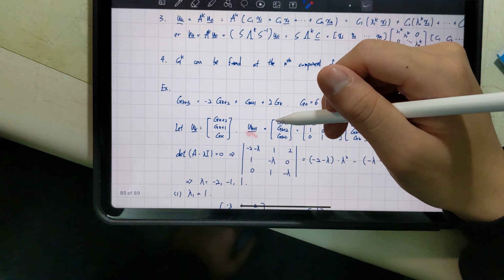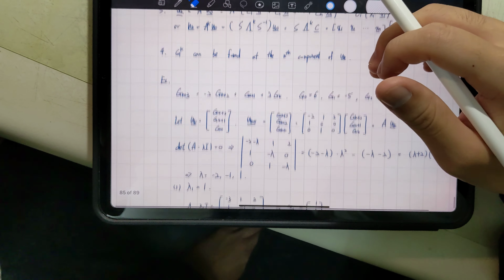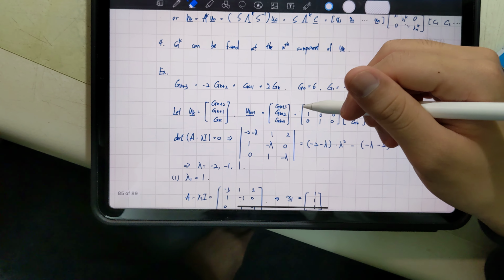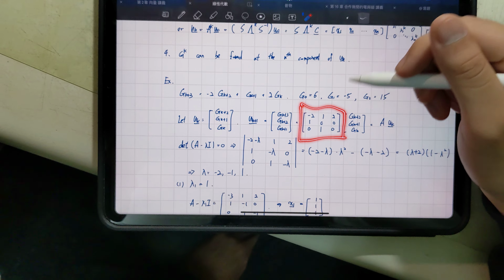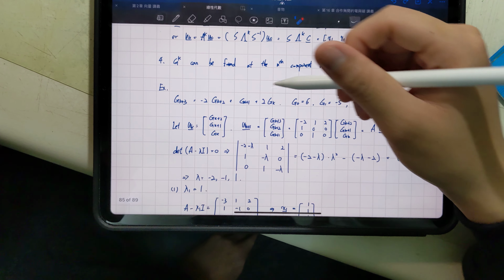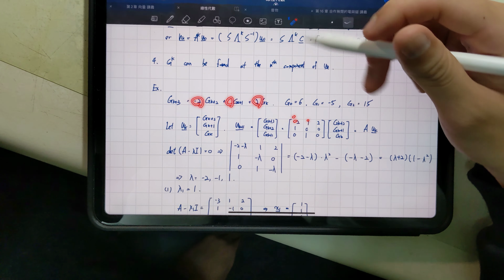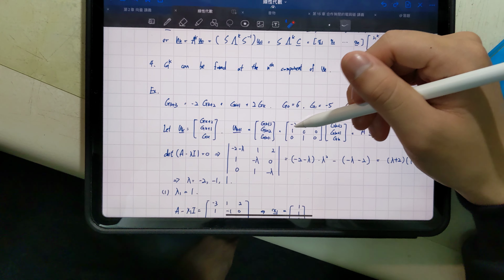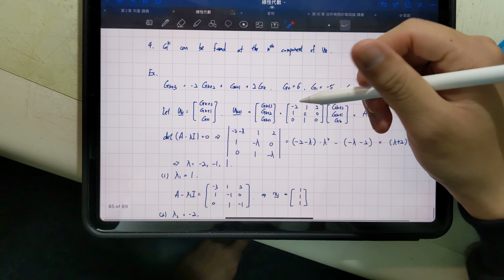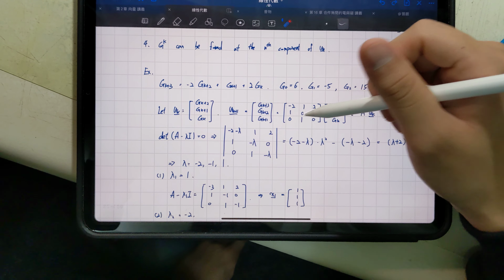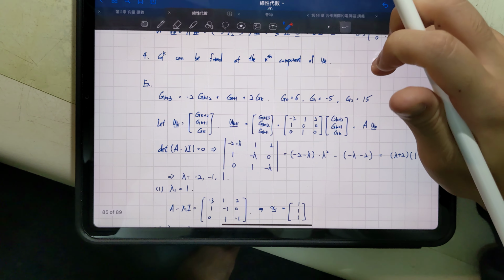And u_{k+1} is like this. The relationship between u_{k+1} and u_k can be represented by a matrix A, like this. The first row is the coefficients of this equation, so it's negative 2, 1, and 2. The rest of the rows form an identity matrix, so 1, 0, 0, and 0, 1, 0. So this is A, and we need to diagonalize it.